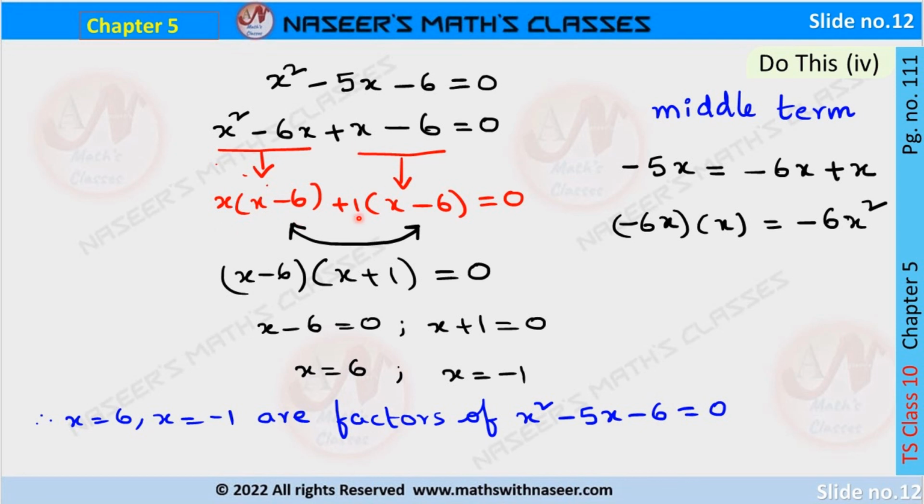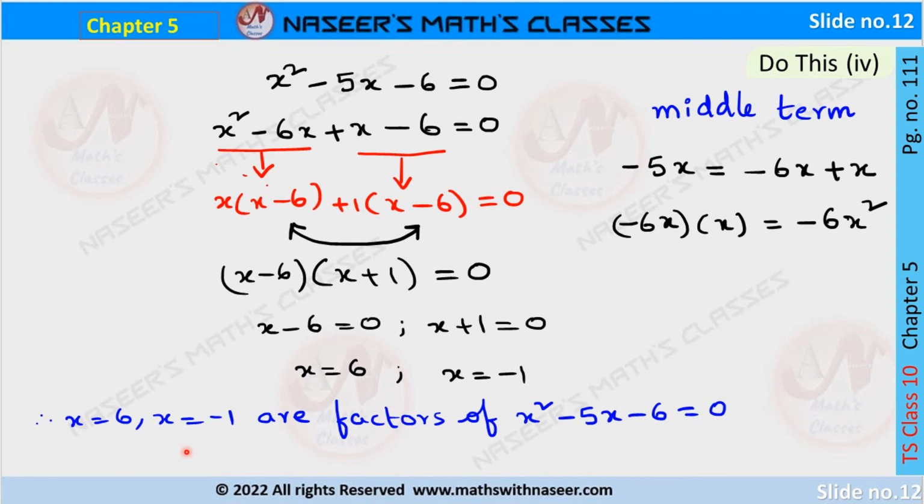In the third and fourth terms, +1 is common, so we take out 1 common, then it can be written as 1(x - 6) = 0. In this equation we have x - 6 common, so we take out x - 6 common, then it can be written as (x - 6)(x + 1) = 0. This equation can be written as x - 6 = 0 and x + 1 = 0. Now transpose -6 from LHS to RHS, we get x = +6, and if we transpose +1 from LHS to RHS, we get x = -1.